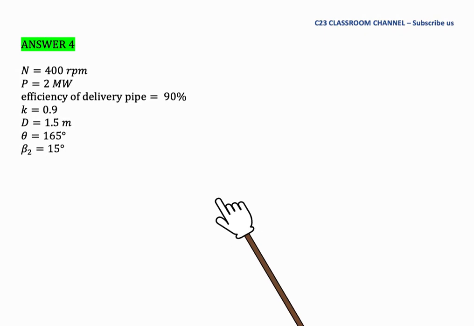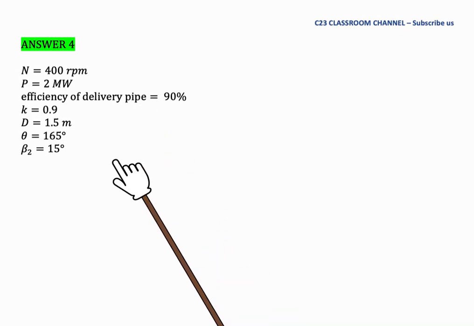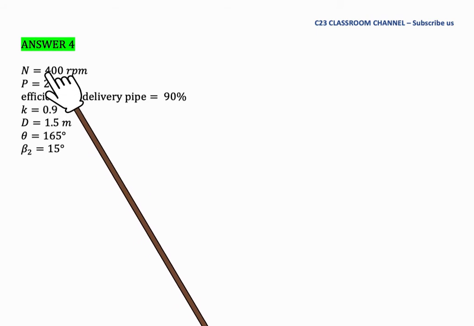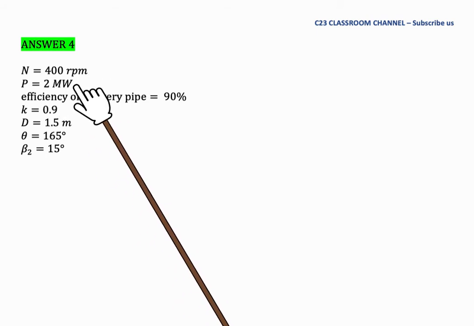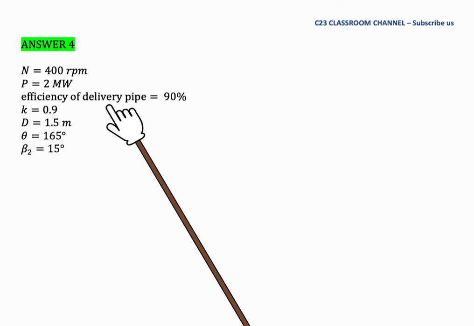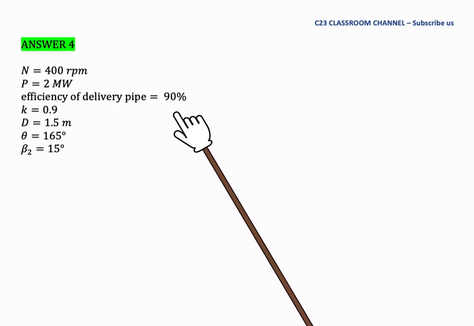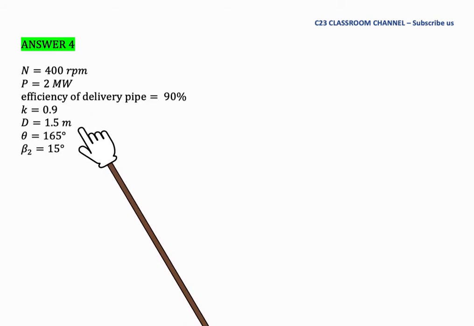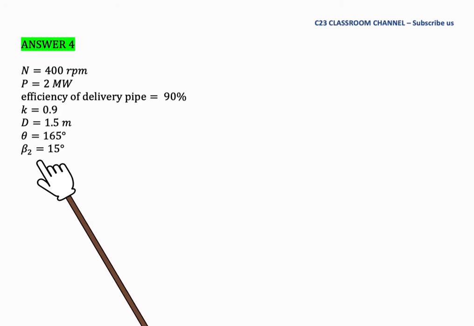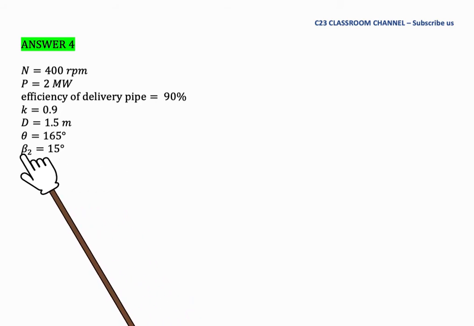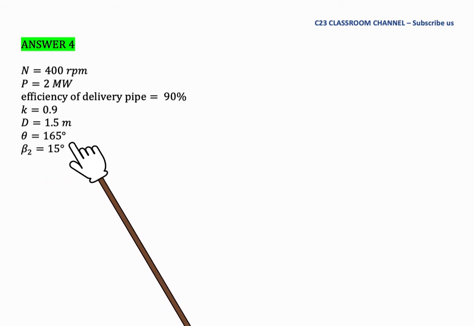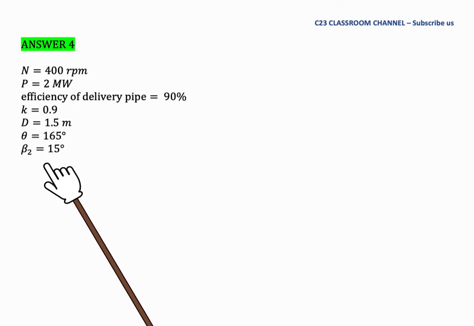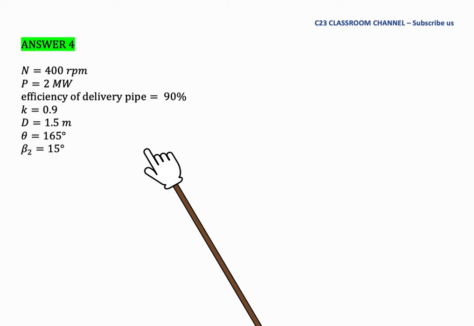So first, I hope you could list all the parameters from the question. We have the RPM here, the power output, the efficiency of delivery pipe. It is showing the major loss inside that pipe. So we have K, we have diameter of wheel here, we have angle, and we have beta 2 here. And I hope you are very sure to label the angle here, meaning you could draw the velocity triangle very well.